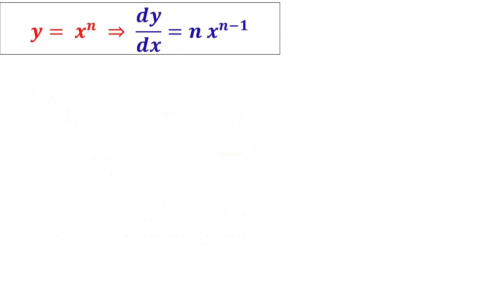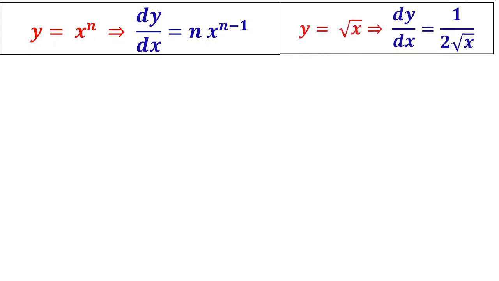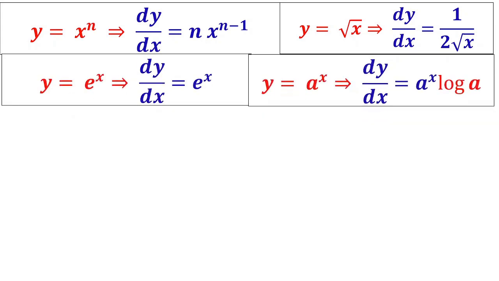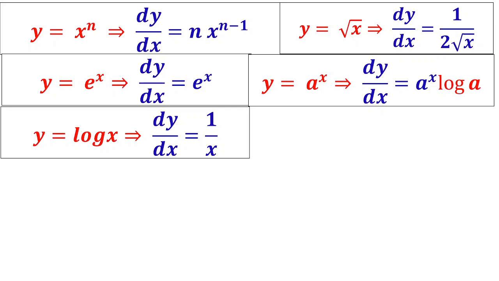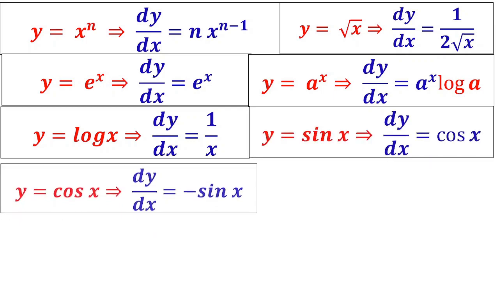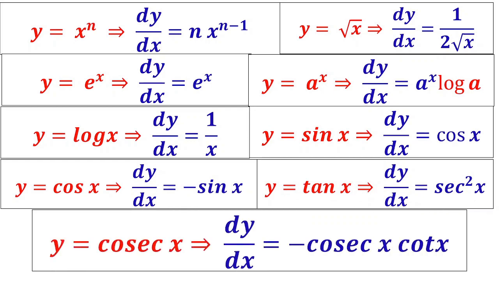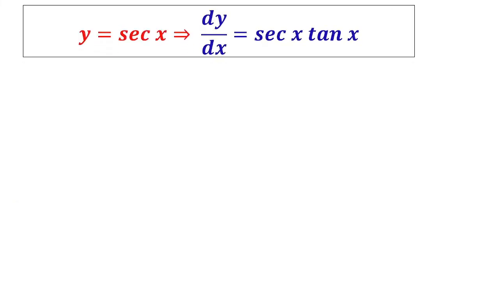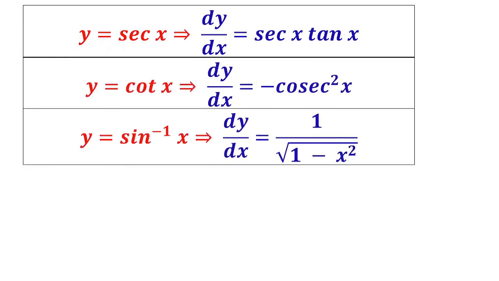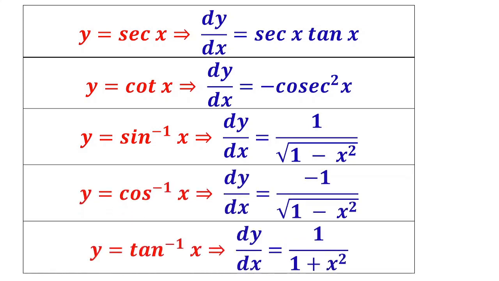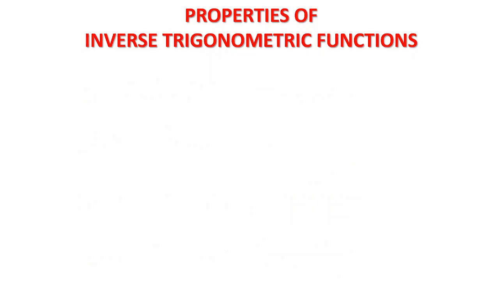Well, let us very quickly recollect the formulas of differentiation. They are very useful in doing problems. For x power n, the derivative is n into x power n minus 1. For root x, 1 by 2 root x; e power x, e power x; a power x, a power x log a; log x, 1 by x; sin x, cos x; cos x, minus sin x; tan x, secant square x; cosecant x, minus cosecant x cot x; secant x, secant x tan x; cot x, minus cosecant square x; sin inverse x, 1 upon root 1 minus x square; cos inverse x, minus 1 upon root 1 minus x square; tan inverse x, 1 upon 1 plus x square.